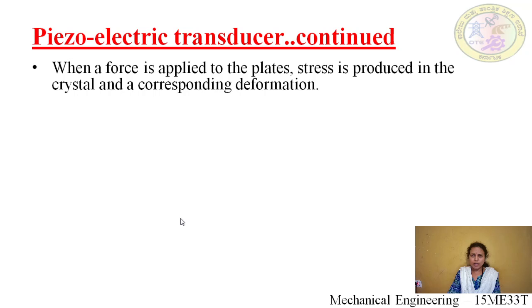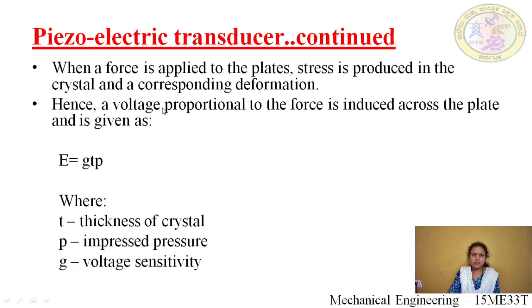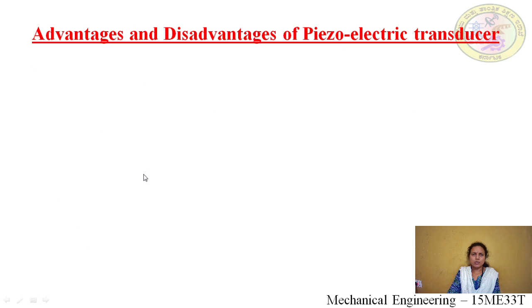When a force is applied on the plate, a stress is produced in the crystal and a corresponding deformation is formed. Hence, the voltage proportional to the force is induced across the plate. Now, the voltage E is equal to G P T, where T is the thickness of the crystal, P is the impressed pressure, and G is the voltage sensitivity. So this is all about the piezoelectric transducer.